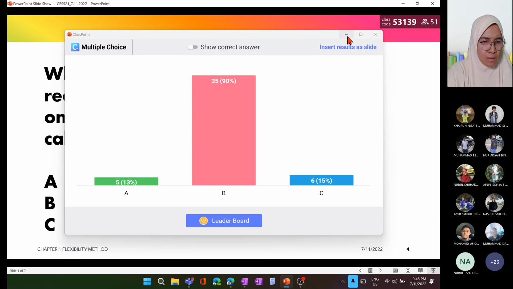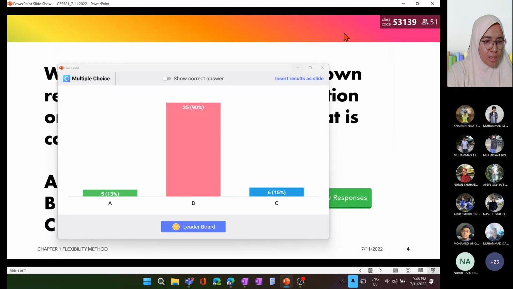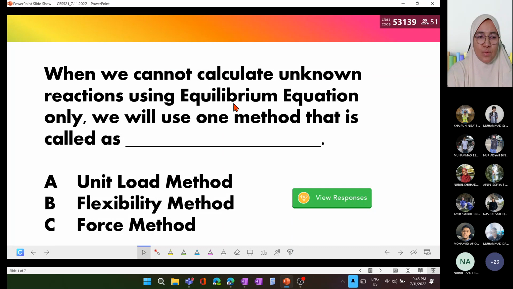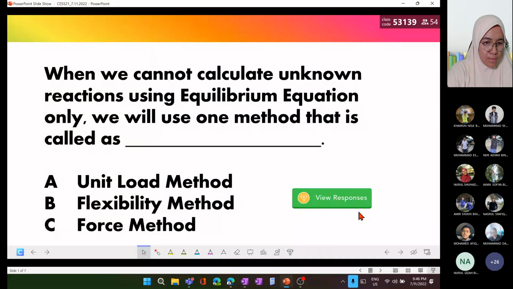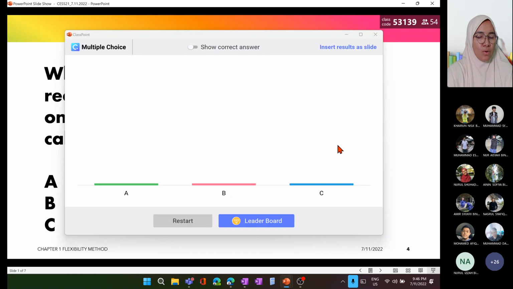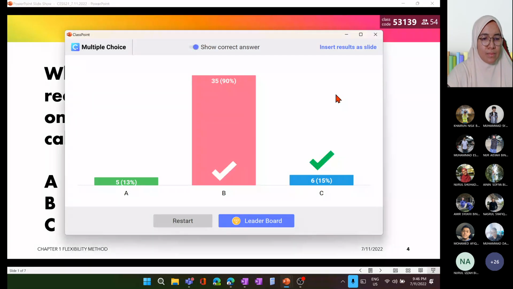Refer back to the question. When we cannot calculate unknown reactions using equilibrium equations only, we will use one method that is called as A, unit load method, B, flexibility method, C, force method. What is the answer? Flexibility method is also called as force method. So there are two answers in this question. We have 35, 90% choose B.